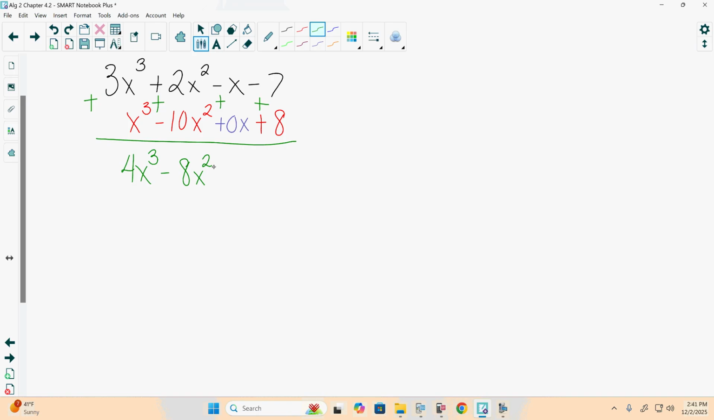Our next one is negative x plus 0x. Negative 1 plus 0. Just negative 1, or negative x. We're not adding anything to it. We're not taking anything away from it. It just stays negative x. And lastly, negative 7 plus 8 would be plus 1.